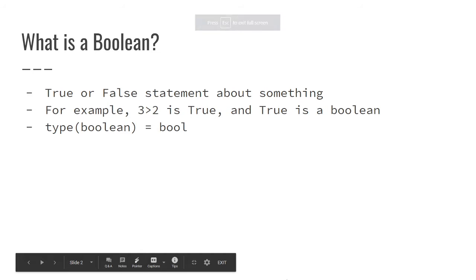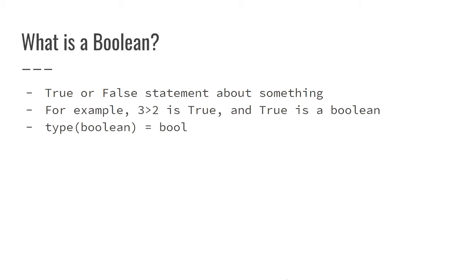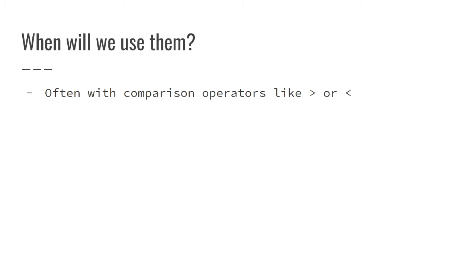So, what's a Boolean? A Boolean is actually the last data type, not the set, and it's a true or false statement about something. For example, we know that 3 is greater than 2, and that statement is true, and true is a Boolean. And the type keyword is bool, just like the type of strings is str. When will we use them? Often with comparison operators like greater than or less than. Speaking of which, let's learn about comparison operators too.